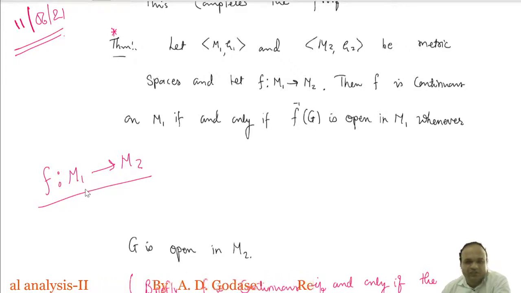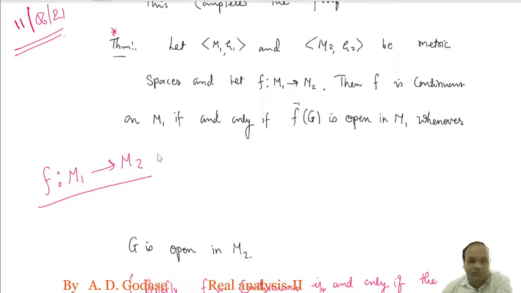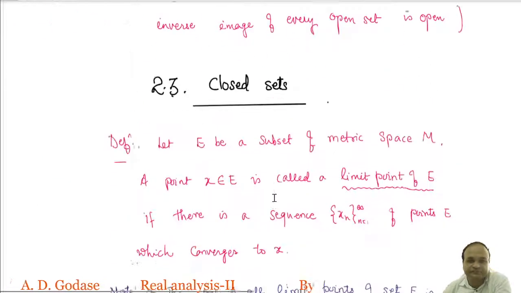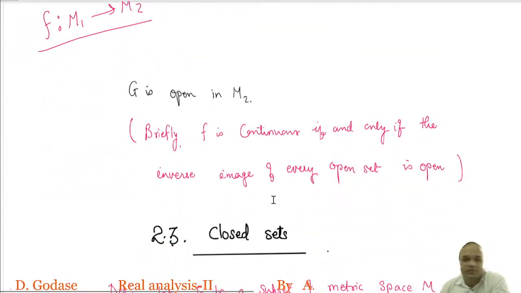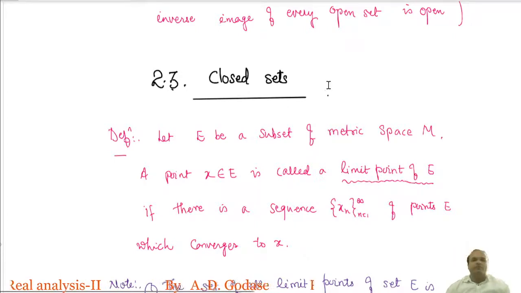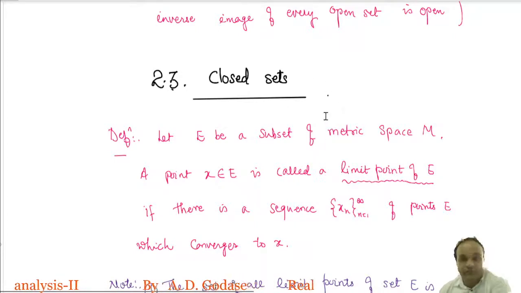that is the converse part of this theorem. It implies that F is continuous on the metric space M1. So that is another definition of continuity on a metric space. Briefly we can summarize this theorem as: F is continuous if and only if the inverse image of every open set is open. So this is about open sets, which we have seen already in some previous lectures.